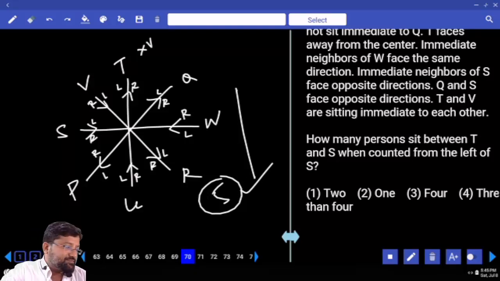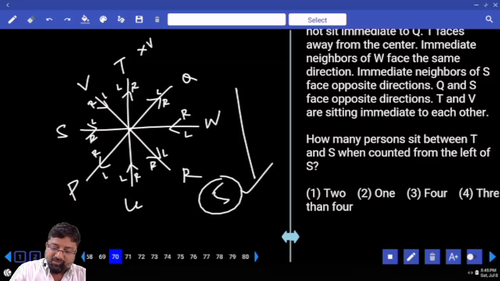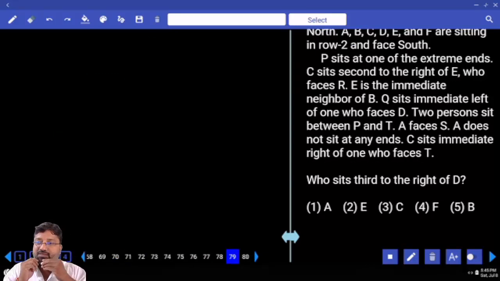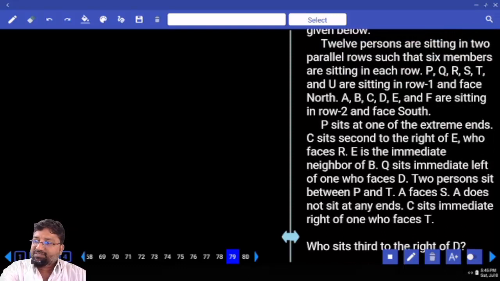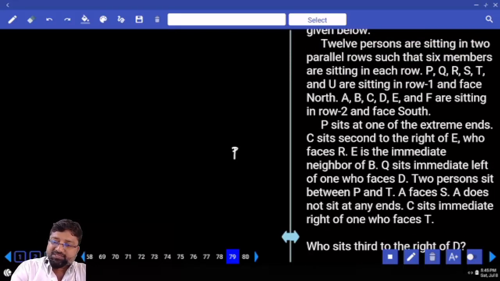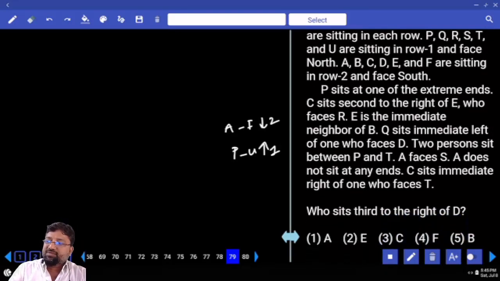Questions 79 to 83. What is going on with 79 to 83? How many persons? 12 persons. P, Q, R, S, T, U are sitting in row 1 facing north. A to F are sitting in row 2 facing south. P sits at one of the extreme ends of the line. How many possibilities? 2 possibilities.